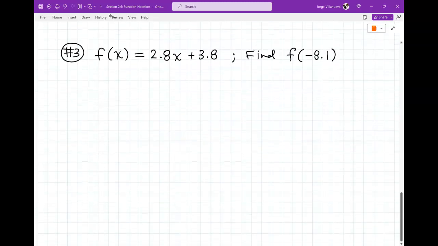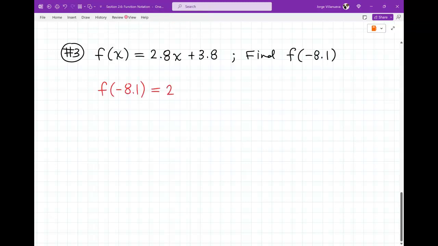Go ahead and write that down while I get a calculator out here, because I don't feel like doing that by hand. So basically just plug in negative 8.1 into your equation and solve, okay? So f of negative 8.1 is equal to 2.8 times negative 8.1 plus 3.8. So let me multiply that out.